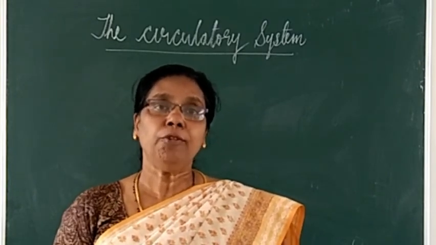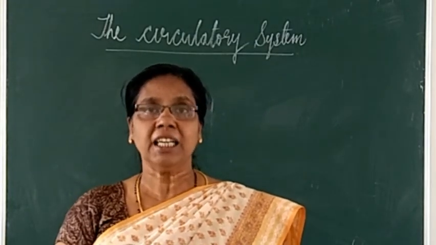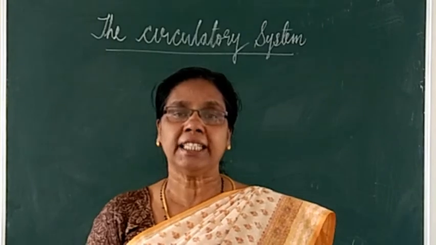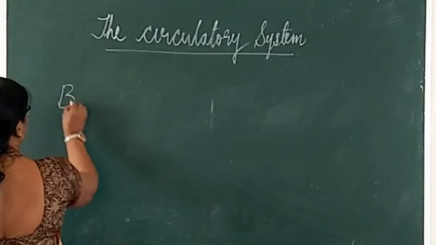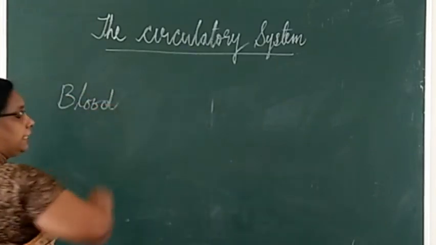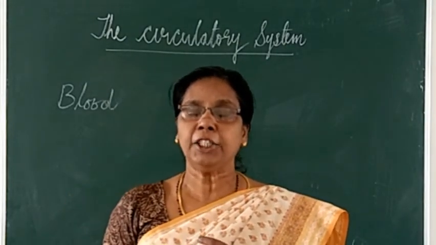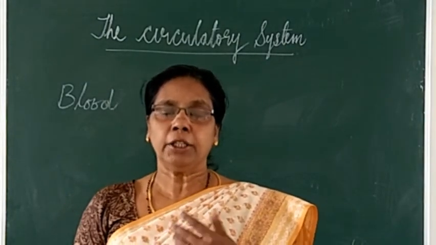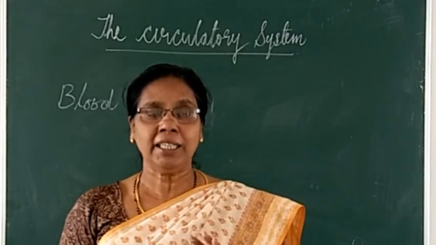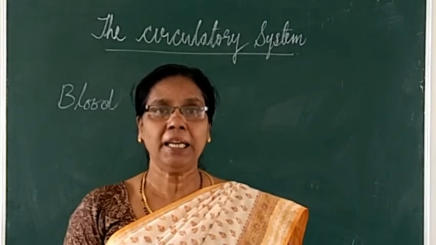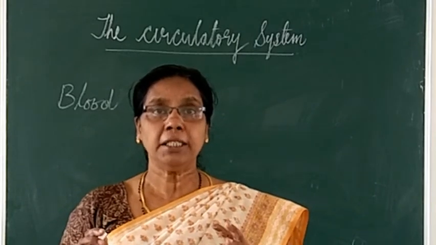Now let us see what the fluids in our body are. Fluid means just a liquid type. Three things are there. One is blood, which is a fluid in our body. It is in the heart, and the heart pumps this blood into the blood vessels. Which are the three types of blood vessels? Arteries, veins and capillaries. These are the three types of blood vessels, and the heart pumps this blood.